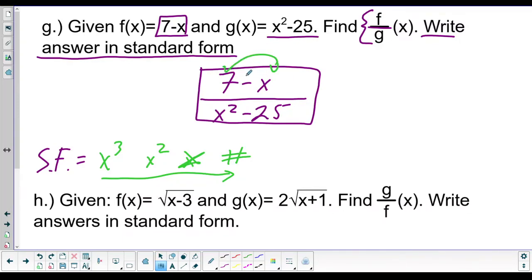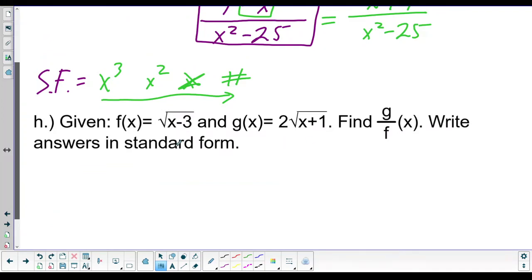Be very careful here. This negative is attached to the x, so we need to make sure it stays attached to the x. So this is going to turn into negative x, and then this 7 is positive because there's nothing in front of it, so we're going to put plus 7, and then the bottom will just stay the same, x squared minus 25.